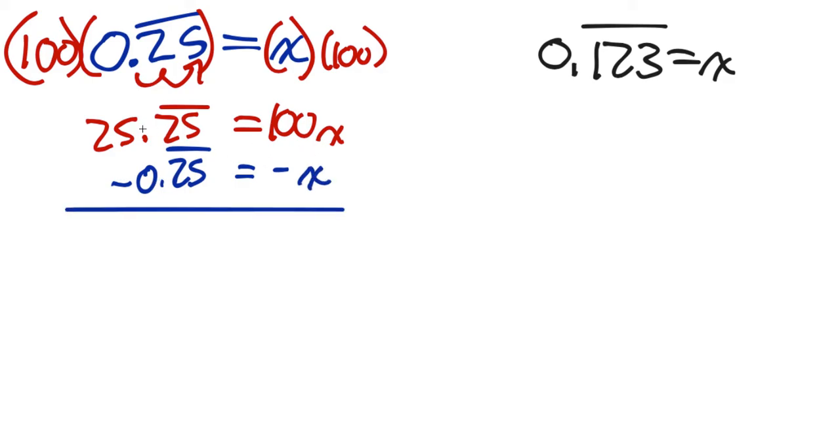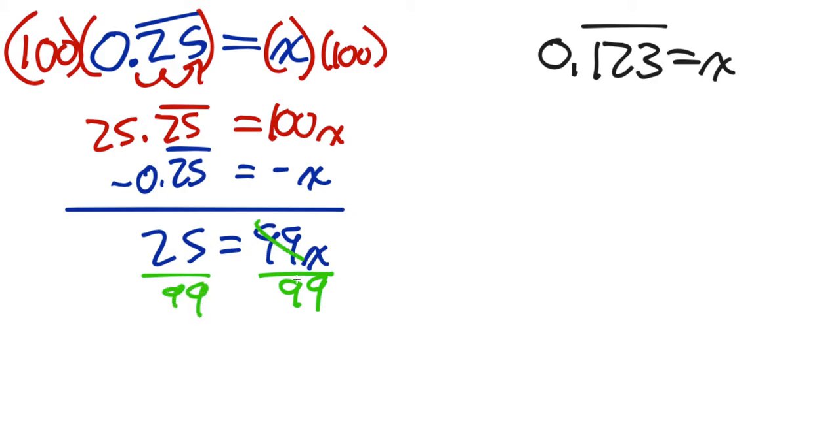So what do I have? On the left-hand side, the cool thing is the repeating decimal parts cancel. I'm left with just 25, an easy integer to work with. On the right-hand side, I have 100x minus x. That's going to be 99x. And I'm like, how do I get rid of this coefficient of x? I just divide by it. I'm going to divide both sides by 99. The 99s cancel on the right-hand side. I have x. On the left-hand side, I get 25 over 99.